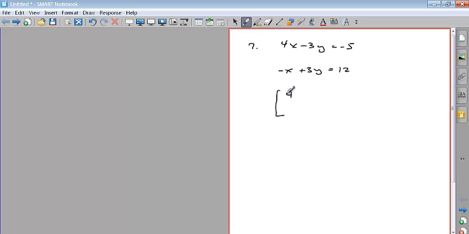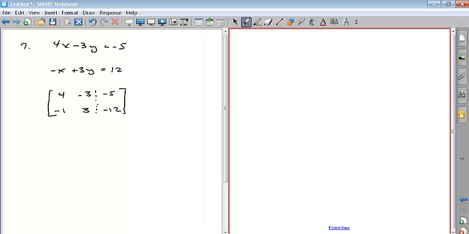If we just did the 2 by 2 matrix, which represents the coefficients of the unknowns, that would be 2 by 2. What you do is draw a dashed line to show that this is separated, and then you write negative 5 and 12. So that's the augmented version of that system of 2 linear equations.